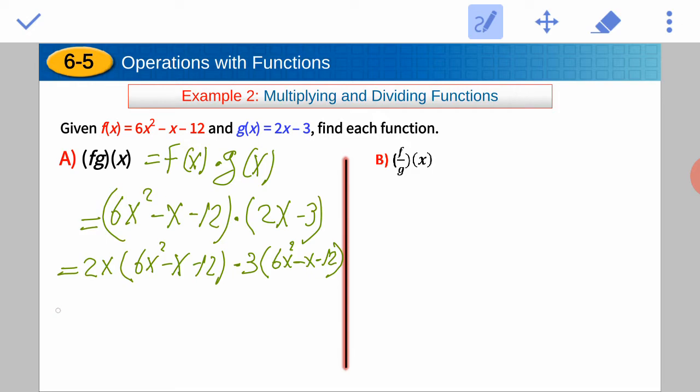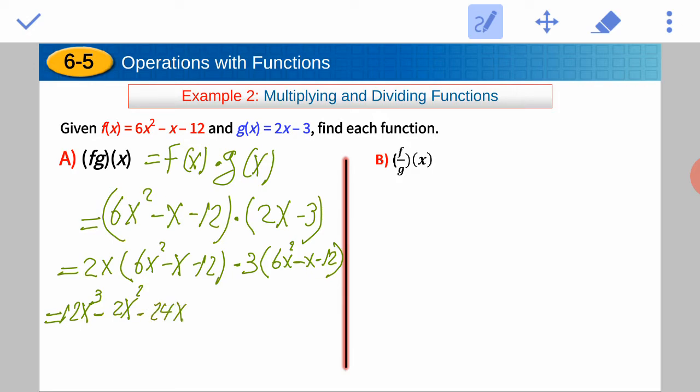Yep. Now distribute property. 2x is multiplied by every term of this trinomial, and the negative 3 is multiplied by every term of the same trinomial. 2x times 6x squared gives us 12x to the power 3. 2x times negative x is minus 2x squared. 2x times negative 12 is negative 24x.